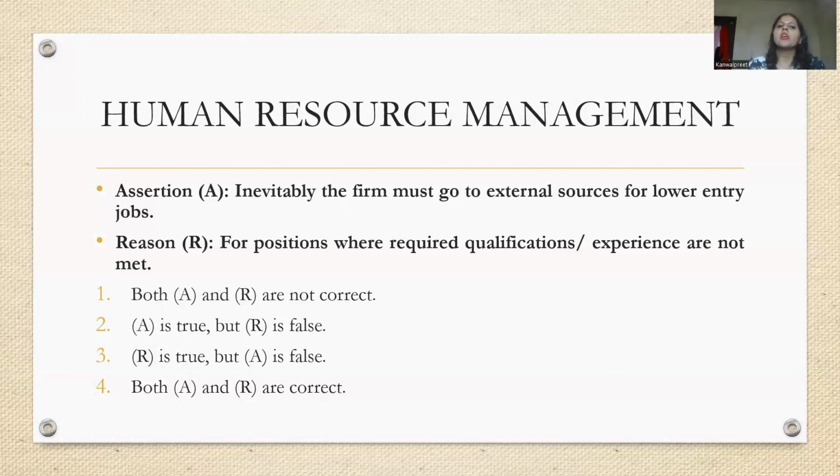So the assertion is correct, for positions where the required qualification and experience are not met. Okay, so for lower entry, you generally do not have various criteria. Not a very difficult job, you can say. So here both R and A are correct.